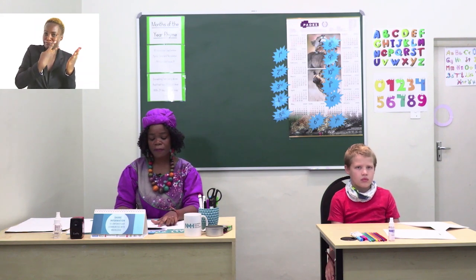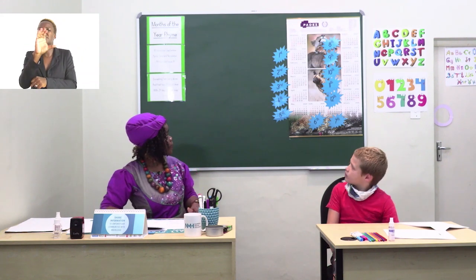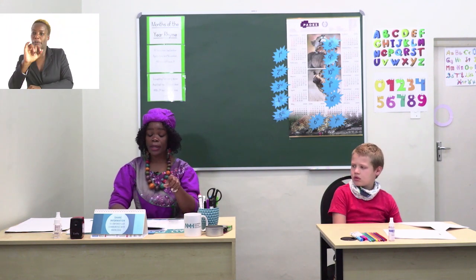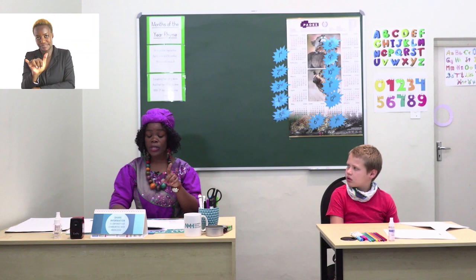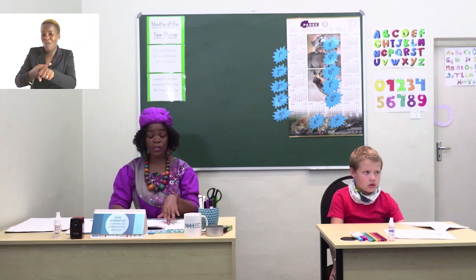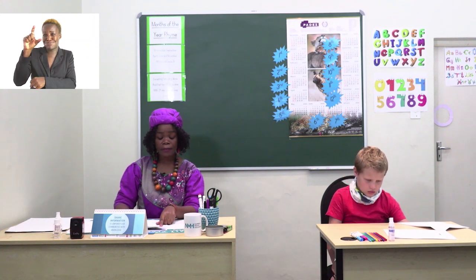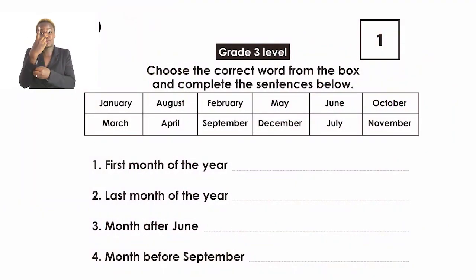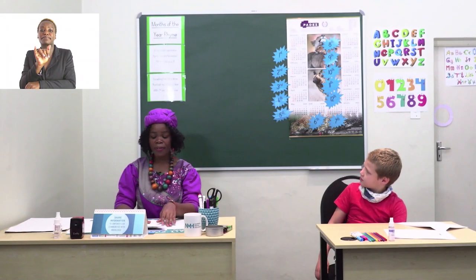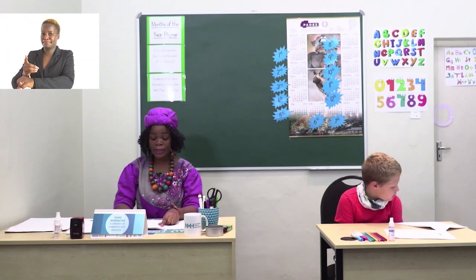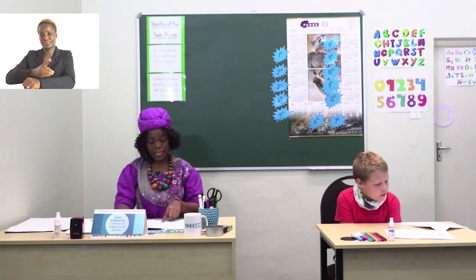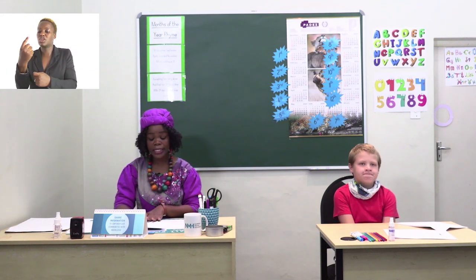So what do you think is the first month of the year? It's January, so you have to write January. And remember, the months of the year always start with a capital letter. Don't forget that. And then we have number 2, the last month of the year. Which one do you think is the last month? December. Awesome. It's December. So you complete December. The rest of the activity, I would like for you to complete at home.